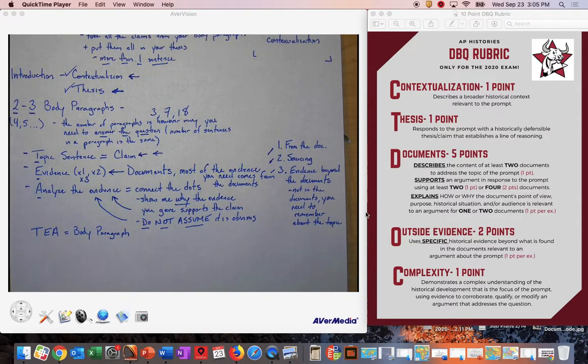So that covers all of this stuff. All of these 7 points relate to the evidence. And all of those 7 points are going to be found in the body paragraphs. We're not going to worry about this complexity point. We'll talk about it later, but it's not something that you need to worry about. So for right now, this is the basic overview of how to write a DBQ.